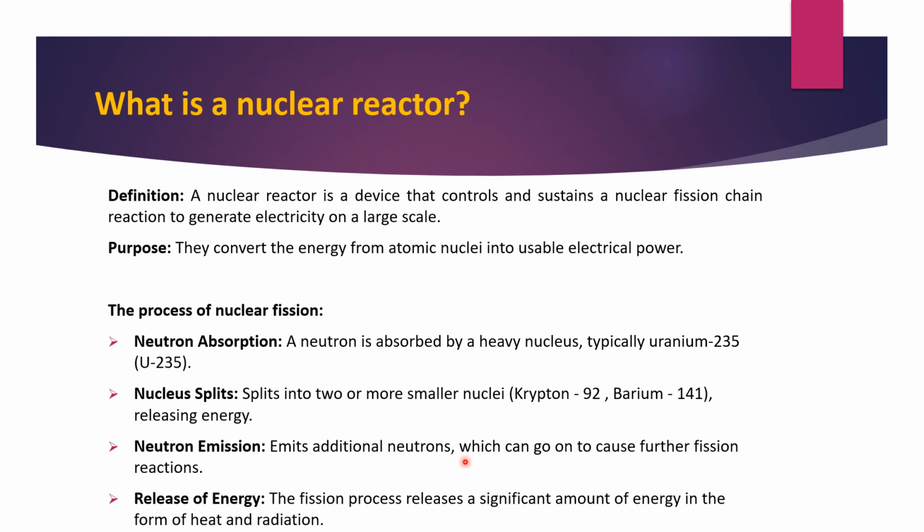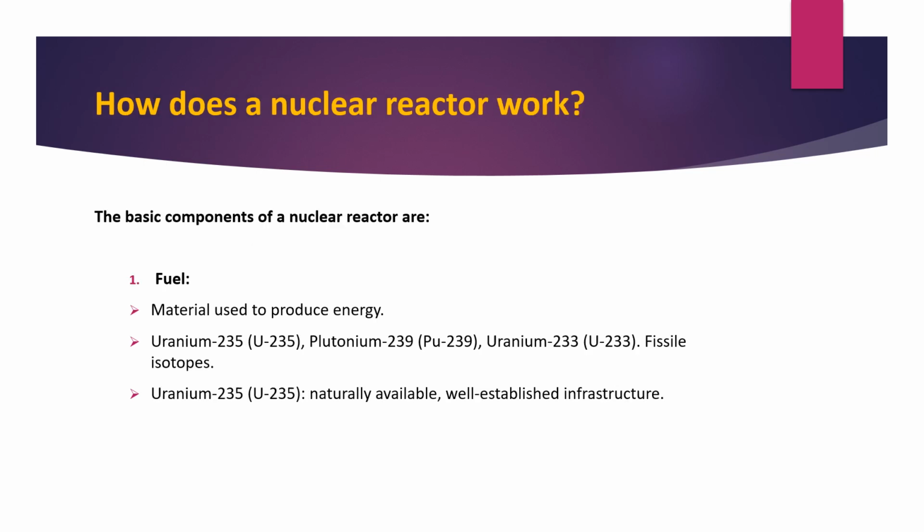So whenever this nucleus breaks, as you know from the first law of thermodynamics, energy cannot be created nor destroyed, it is just transferred from one form to another. So if this nucleus breaks into two nuclei, definitely this energy has to be converted into another form. That energy is released in the form of heat, radiation, neutrons, like that. I hope you understood this nuclear fission reaction. Let's get started with how a nuclear reactor works.